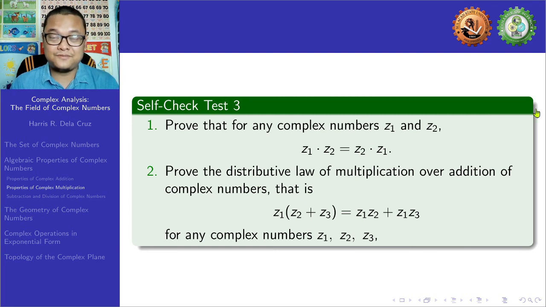So, try to answer self-check test number 3. Prove that for any complex numbers C1 and C2, C1 times C2 is the same as C2 times C1. This is the commutative property of multiplication. Next, prove the distributive law of multiplication over addition. That is, C1 times the quantity C2 plus C3 is equal to C1 C2 plus C1 C3. If you want to check the answer to the self-check test, you can go to the last page of the module where the solutions are presented.